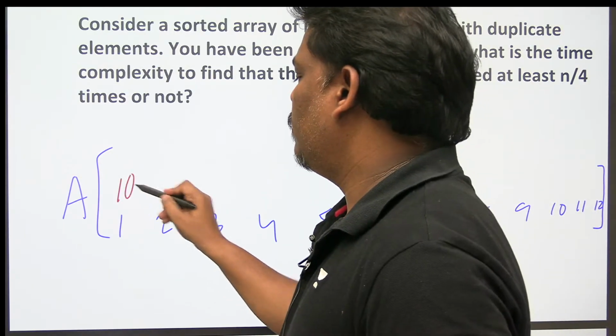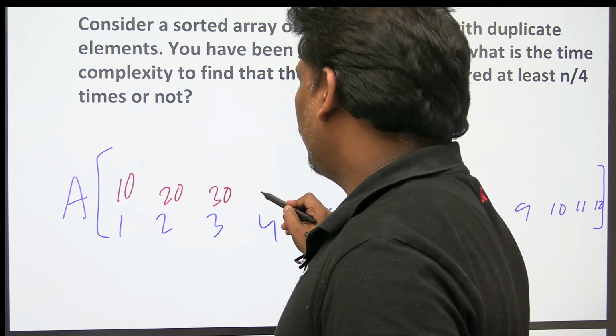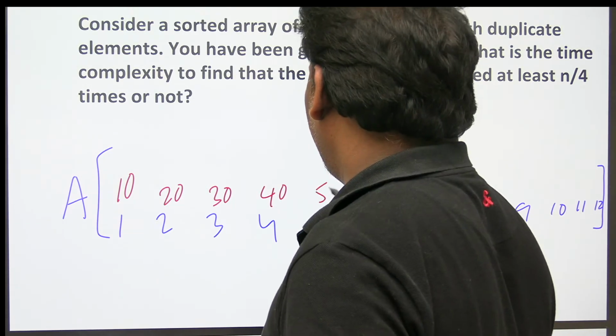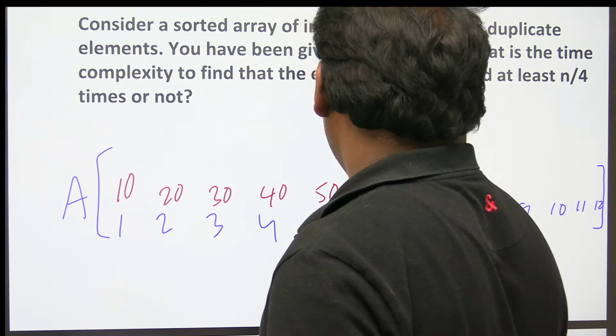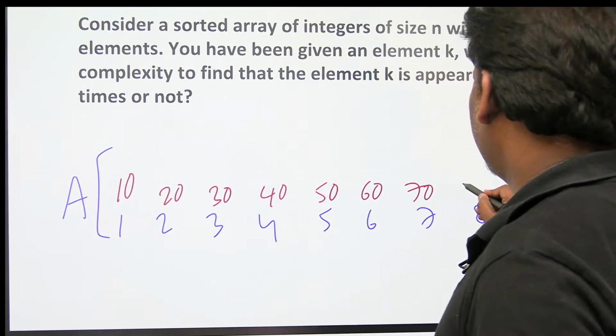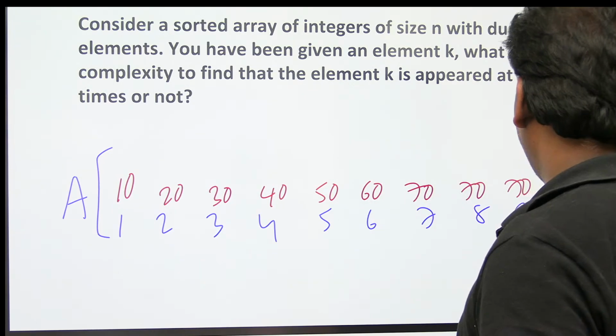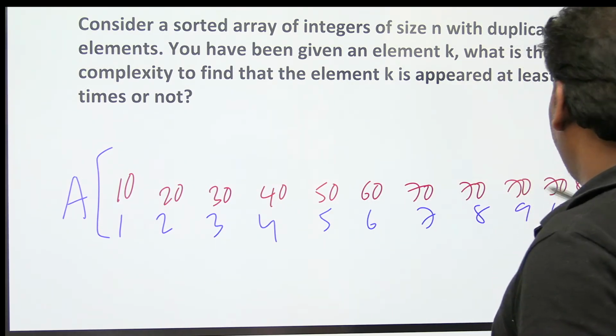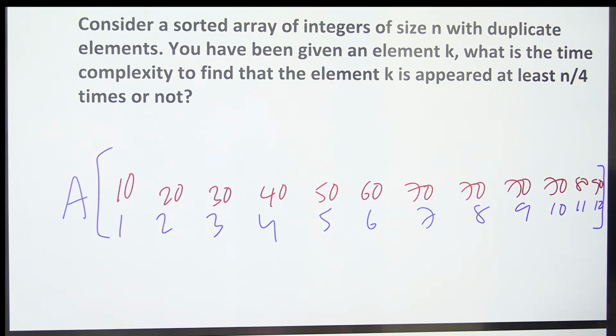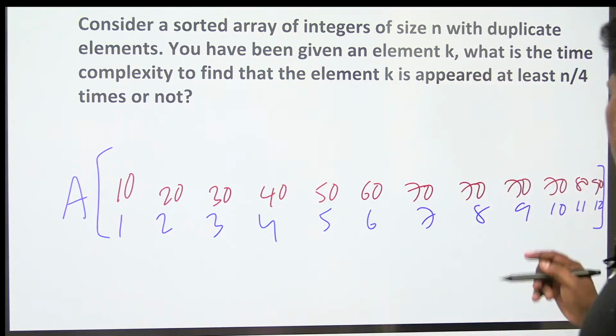Take 10 20 30 40 50 60 70 70 70 70 80 90. In this array, one element, 70, is repeating at least n by 4 times. If n is 12, 12 by 4 is 3, so a minimum of 3 times one element should repeat. Already 70 is repeating minimum 3 times. I think it is repeating 4 times.